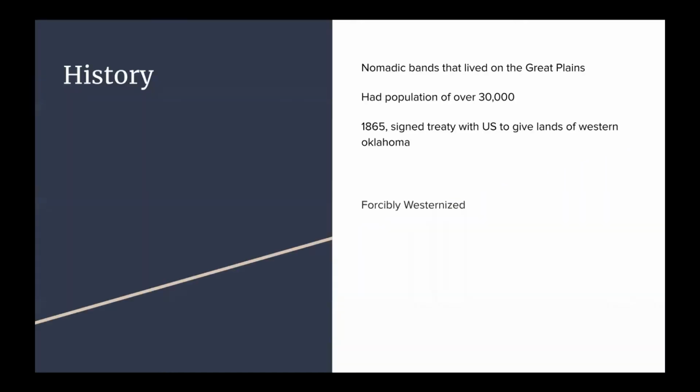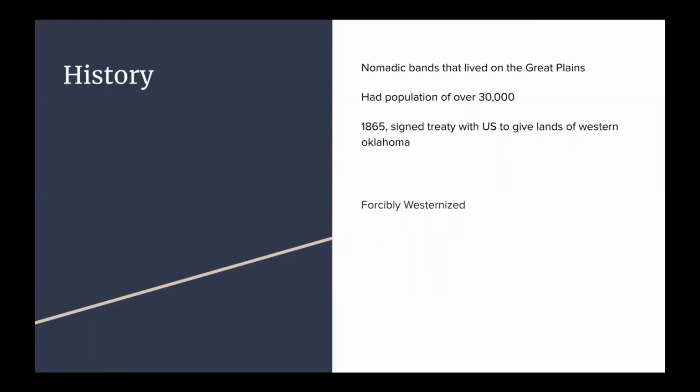unit. A little bit of background: the Comanches were a nomadic band that lived across the American Great Plains, and by the 1800s they had a population of over 30,000 people, with 13 distinct groups. In 1865, they signed a treaty with the United States government to give them the lands of Oklahoma. However, this was not to last, and their lands were shrunk more and more with every passing year, and it is this forced westernization that caused this culture so much trauma, and it is trauma that you can still see today in their art.